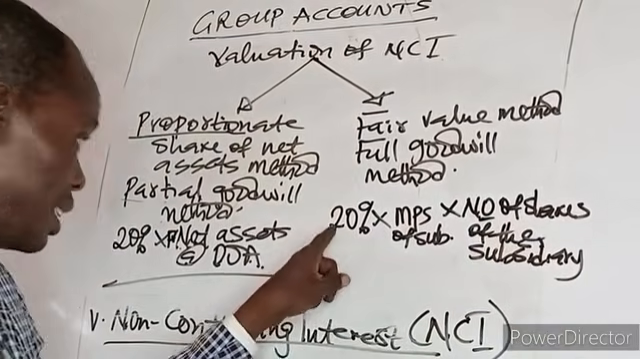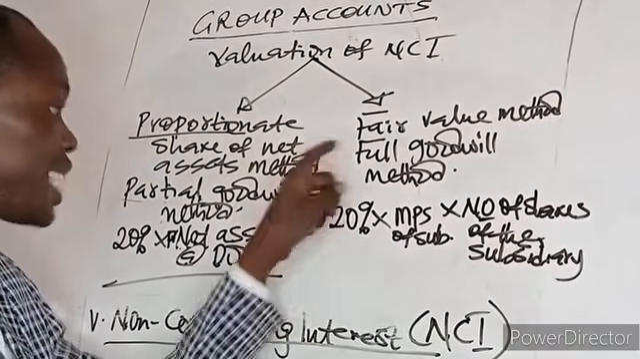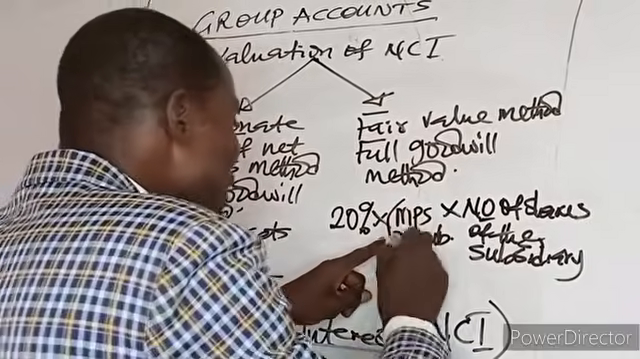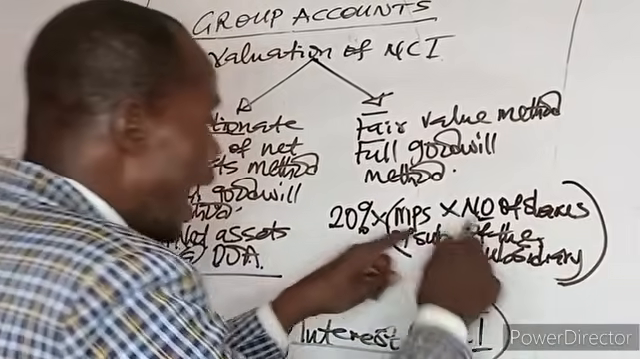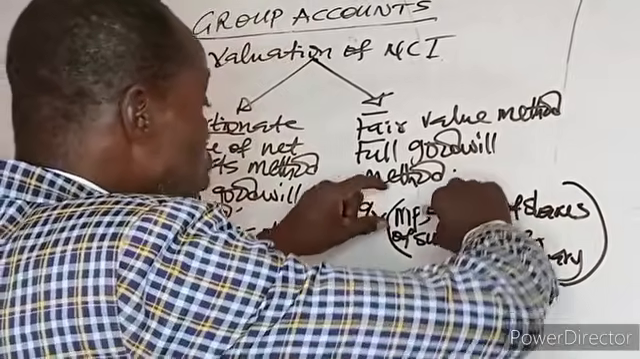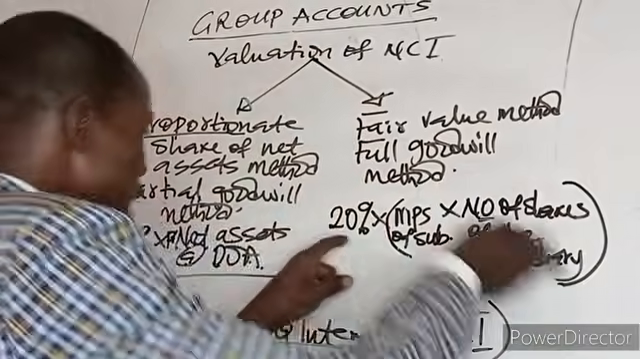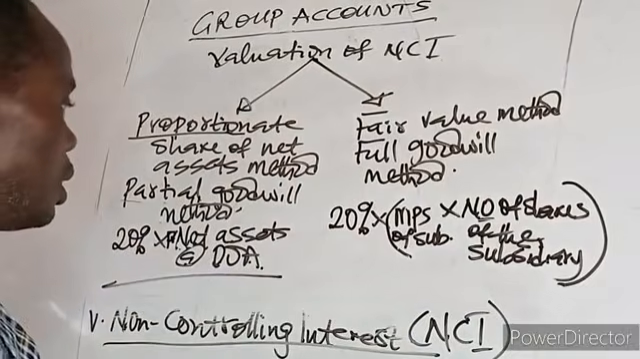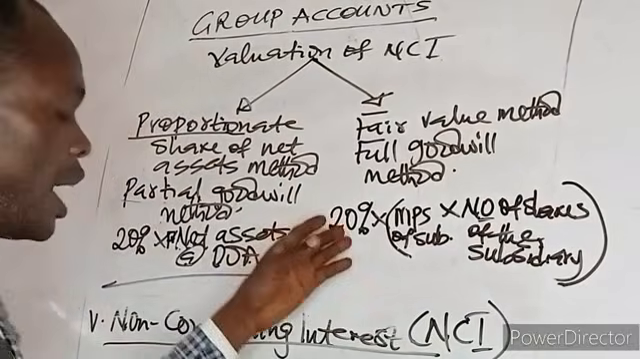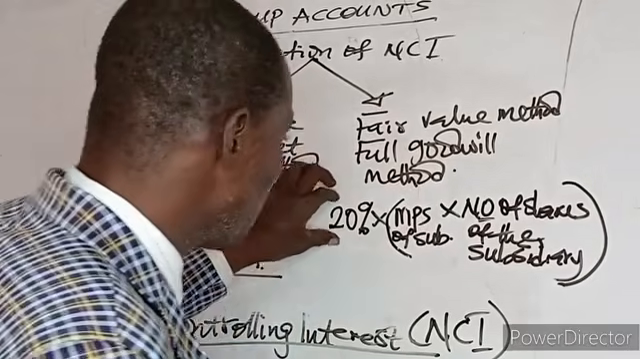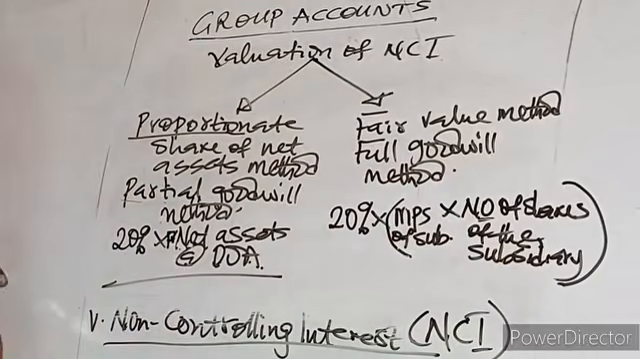Market price per share of the subsidiary times the percentage attributable to NCI. Note: the market price per share of the subsidiary times the total number of shares of the subsidiary will give you the total market value of the subsidiary. Then you apply the percentage attributable to NCI on that. That will give you the NCI at the date of acquisition, the fair value of non-controlling interest.